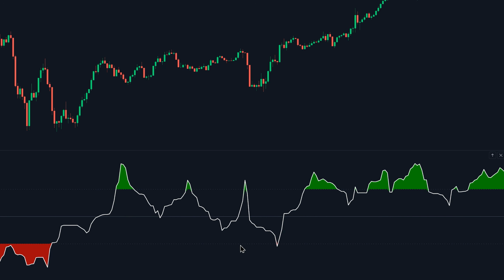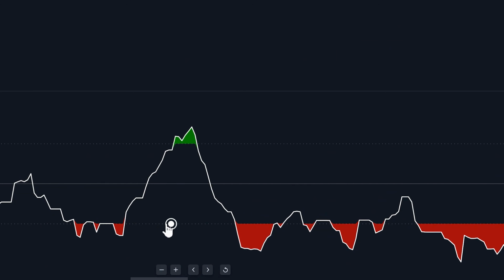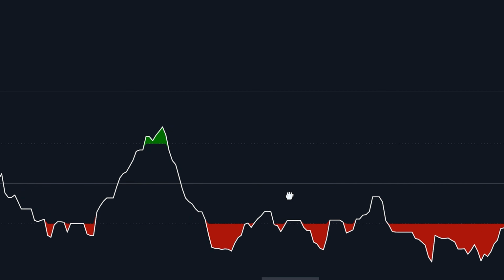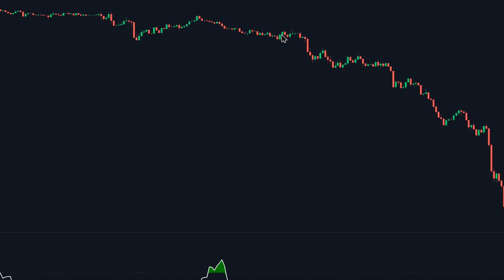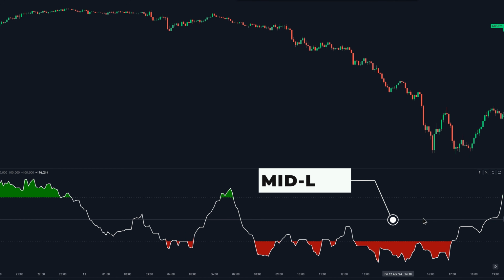Conversely, this bottom line, located at the minus 100 mark on this indicator scale, is the lower plot, and it's going to be used as a lower extremity for this indicator's analysis. Whenever the TTF line crosses under the lower plot, that would indicate that the market is in a strong bearish trend. This line in the center is known as the midline.